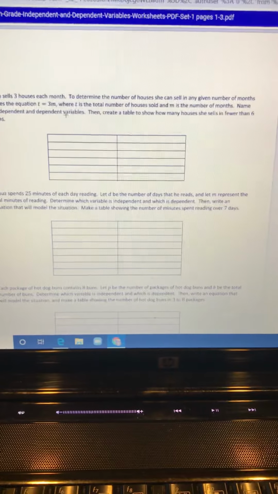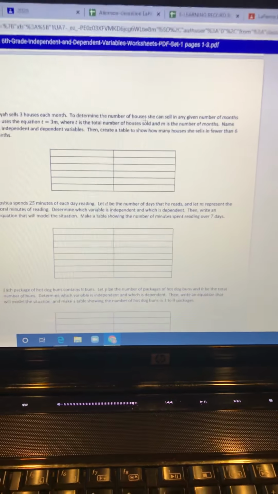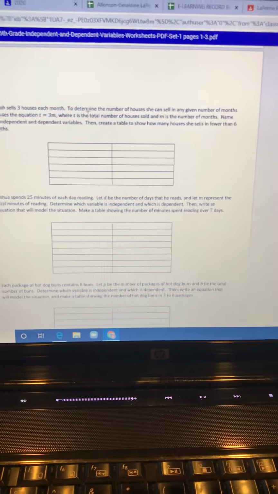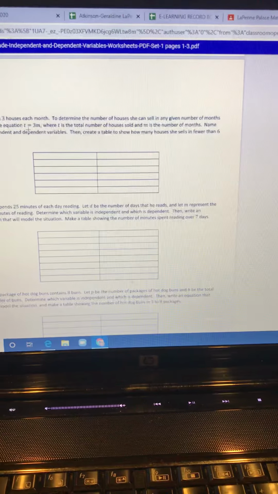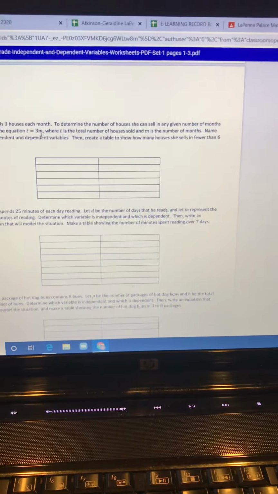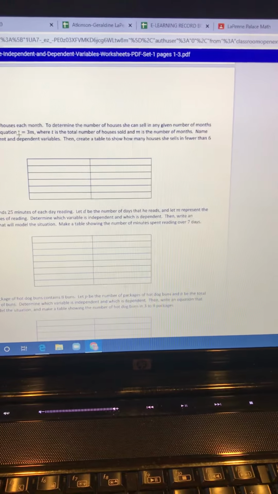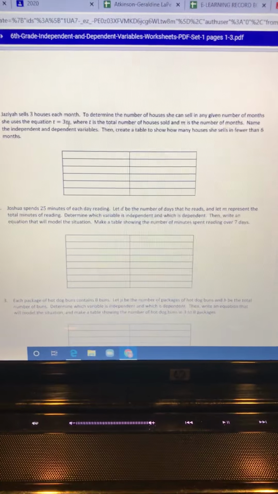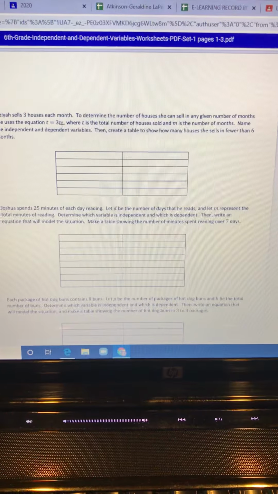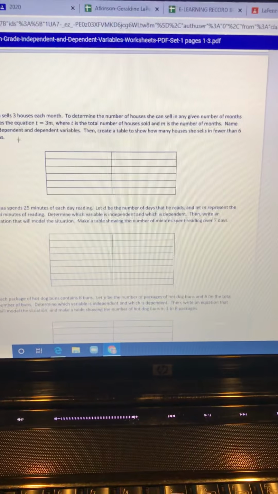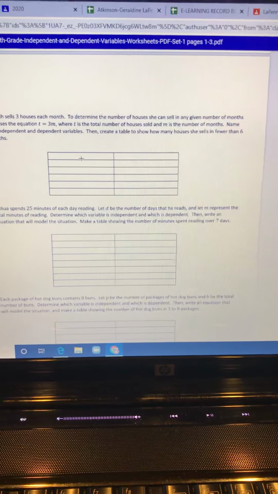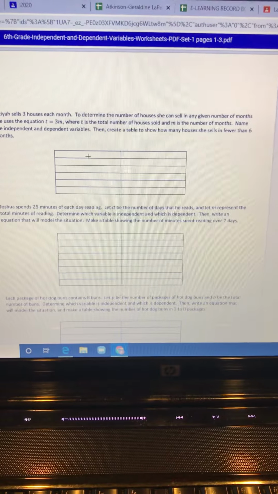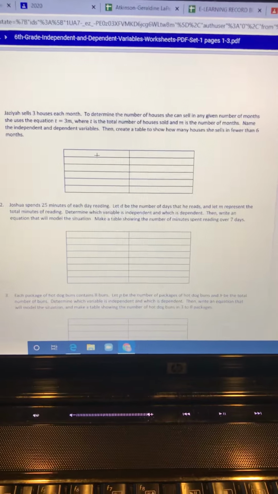So even if we looked at number 3, if you needed help, number 1. Josiah sells 3 houses each month. To determine the number of houses she can sell in any given number of months, she uses the equation T equals 3 times M, where T is the total number of houses and M is the number of months. Name the independent and dependent variables. Then create the table to show how many houses she sells in fewer than 6 months.